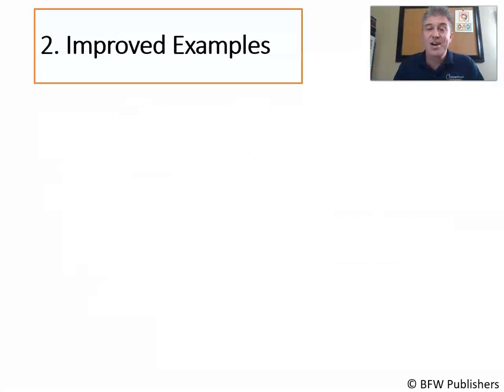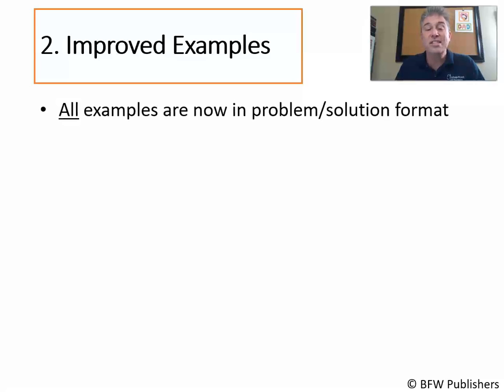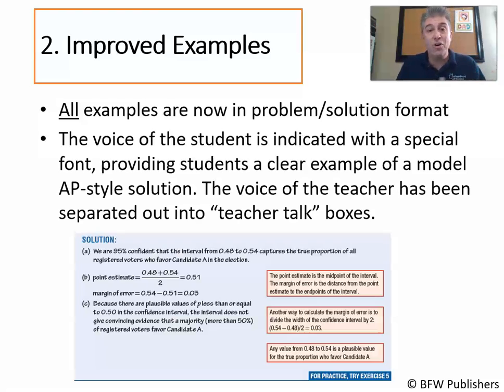All right, the second reason you might consider upgrading is improved examples. All examples in TPS 6 are now in problem solution format. In the 5th edition, we had a mixture of problem solution format and also what we called narrative examples. Now they're all in problem solution format. That's good because it provides students an example of how they're supposed to write their solutions. Another improvement is that the voice of the student is now indicated with a special font, providing students a clear example of a model AP-style solution.